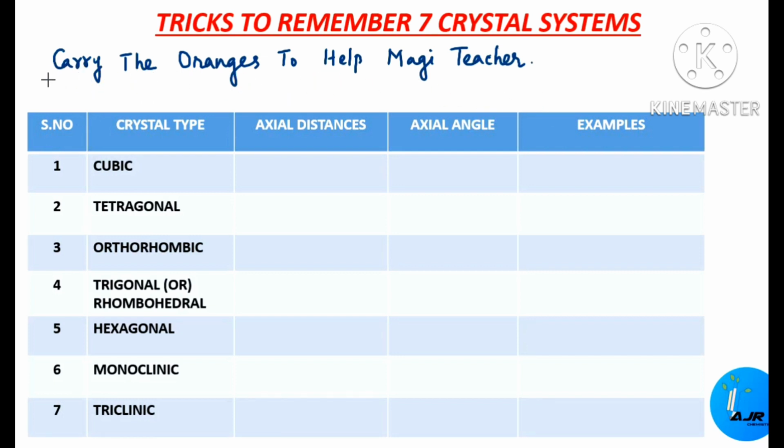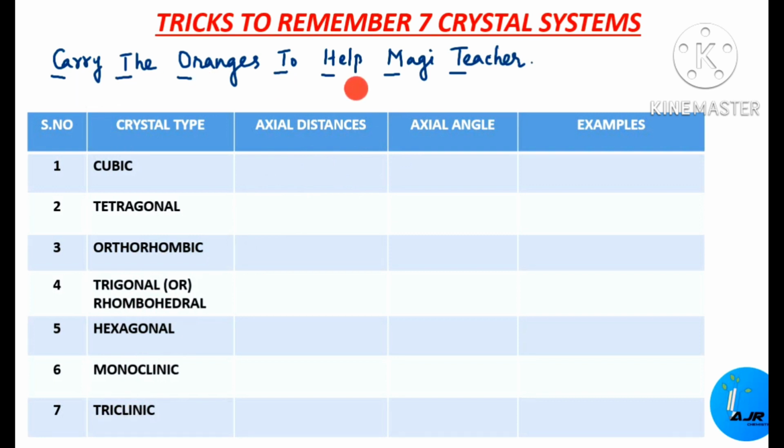Okay, so let me fix the letters now. C from carry, T from the, O from oranges, T from to, H from help, M from Maggie, and T from teacher. Here C stands for cubic, T from the stands for tetragonal, O stands for orthorhombic, T here stands for trigonal. This trigonal crystal type is otherwise called rhombohedral. And H stands for hexagonal, M stands for monoclinic, and T stands for triclinic.